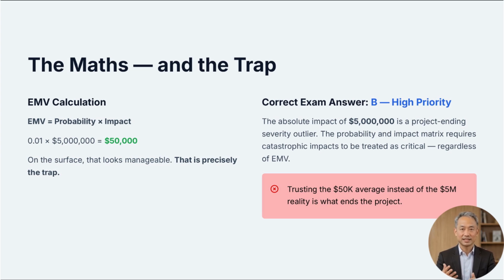The correct answer is B. Classify it as high priority, because the absolute impact of $5 million represents a project-ending severity outlier. The probability and impact matrix requires you to treat catastrophic impacts as critical, regardless of how small the EMV calculation looks. Trusting the $50,000 average instead of the $5 million reality is what sinks the foundation and ends the project.